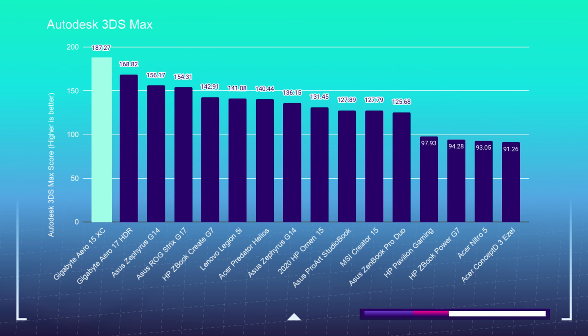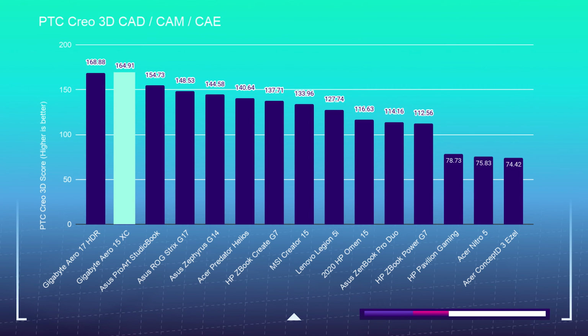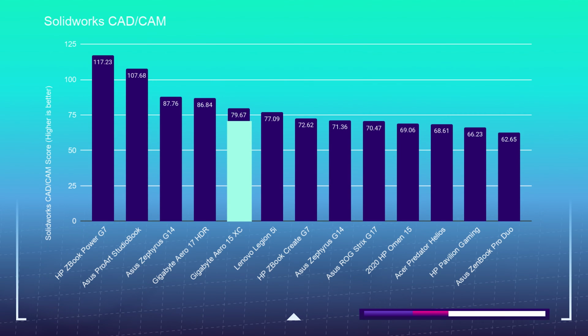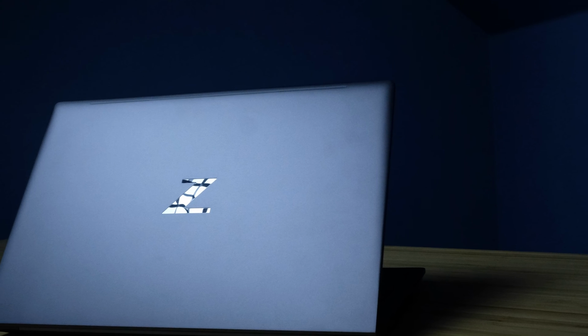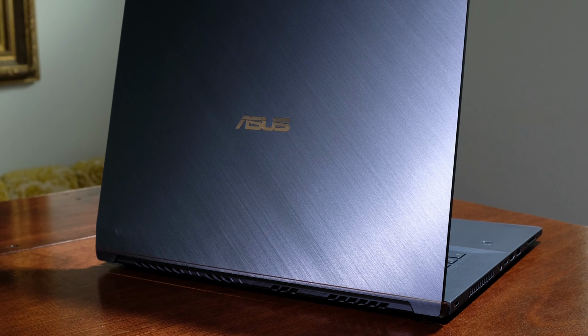In Autodesk 3ds Max, Autodesk Maya and PTC Creo, it tops the charts above any laptop I've ever reviewed on my channel. Now in Solidworks, it did hit the middle of the charts rather low because it doesn't have a Quadro GPU. If you're using Solidworks and a CAD software, I definitely recommend getting a Quadro GPU inside of something like the HP Power G7 or the Asus StudioBook Pro 17.